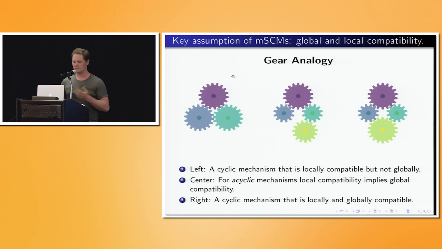And the main point here is that our modular structural causal model will just say we focus on the right hand side, so on the two on the right, and we will discard the left hand side. And if you make this assumption, then everything will fall into place.